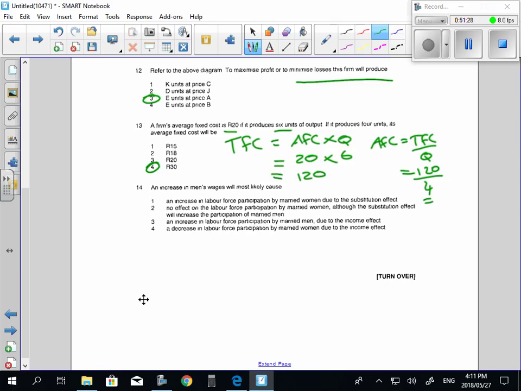All right, question 14. I have no idea what they are talking about here. An increase in men's wages will most likely cause, what I think it is number 2. But again, that is a big question mark. Does anyone have any other suggestions? Okay, if any of you do get hold of the answer for this question, please let me know.